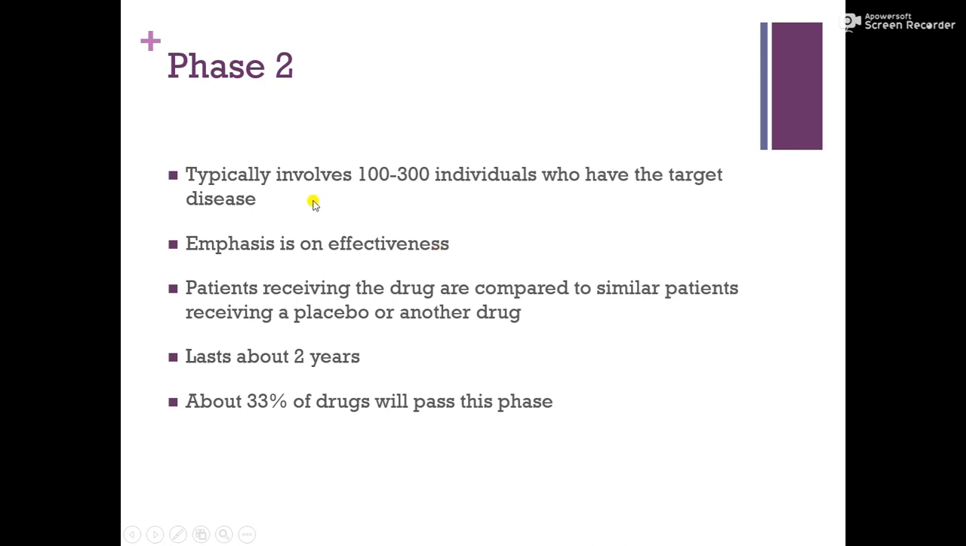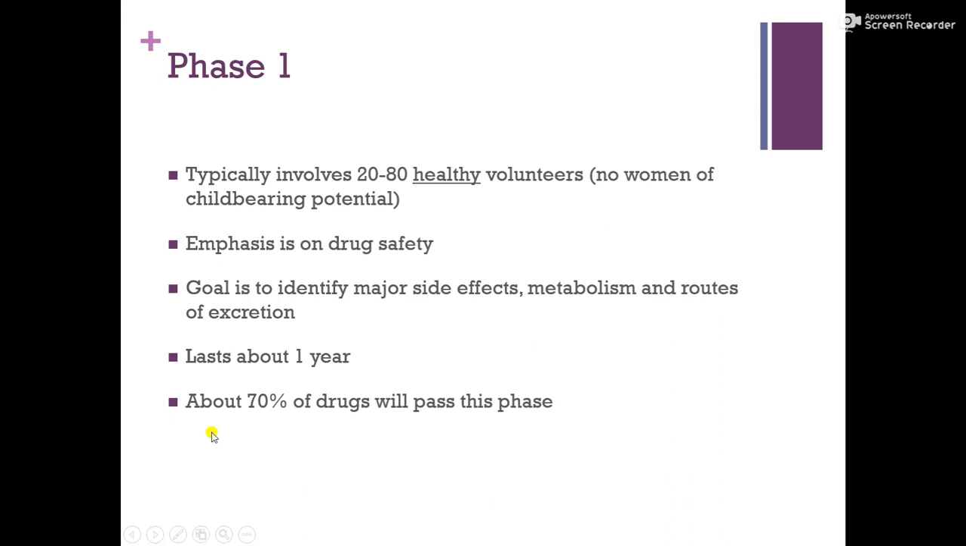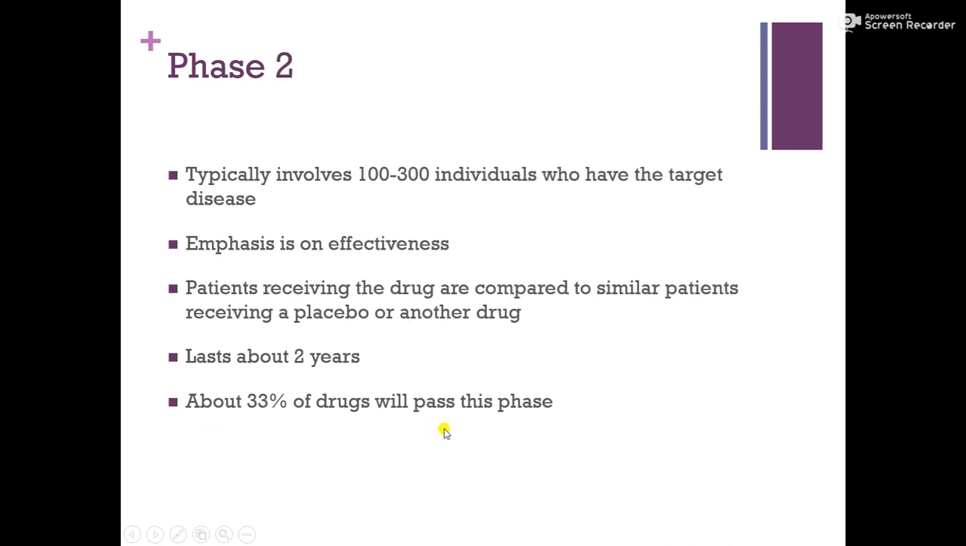Phase 2 typically involves 100 to 300 individuals who have the target disease, and the emphasis is on effectiveness. The patients receiving the drug are compared to similar patients receiving a placebo or another drug. It lasts about 2 years and about 33% of drugs will pass this phase. Look at the difference: in phase 1 about 70% of drugs pass, while in phase 2 only 33% pass.